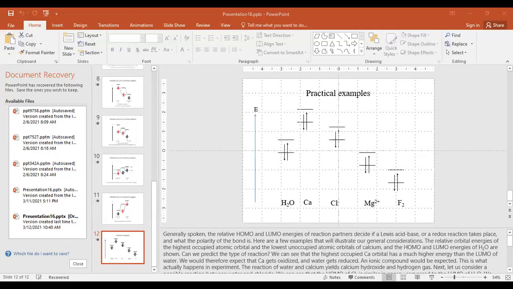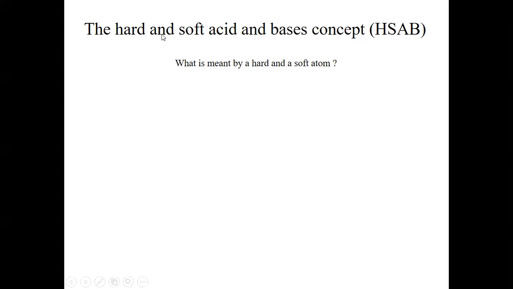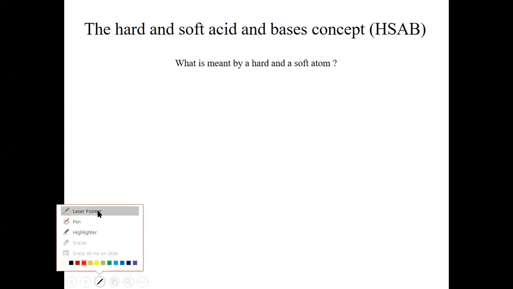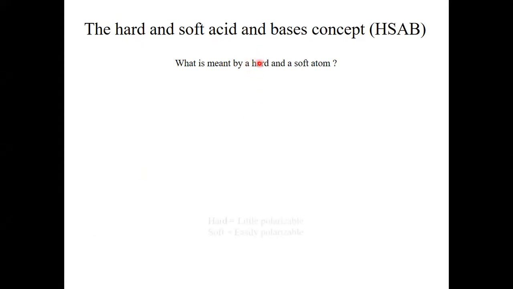So now let's move over to the second acid-base theory that we wanted to discuss. And this is the so-called hard and soft acid and base theory. So that sounds a little odd, because what could be meant by a hard acid and a soft acid here? To understand this, we first need to think in more detail about what is generally meant by a hard and a soft atom. We consider a hard atom a little polarizable atom and a soft atom an easily polarizable atom.